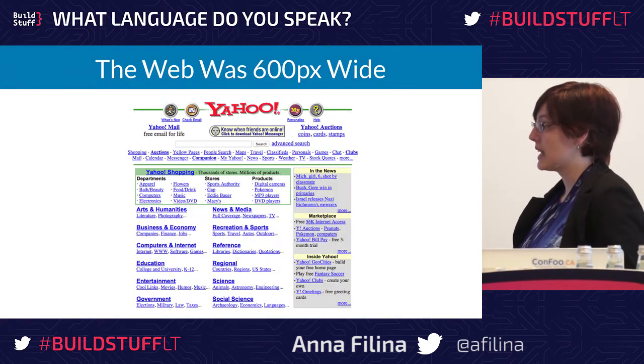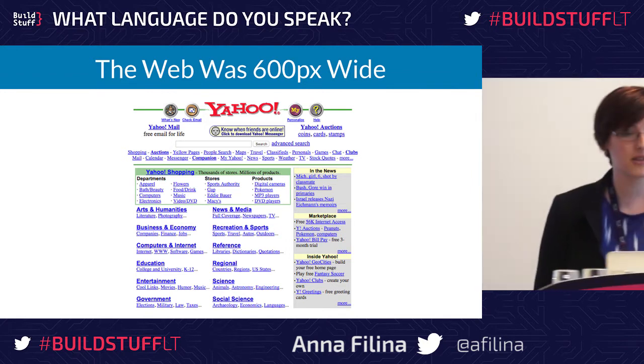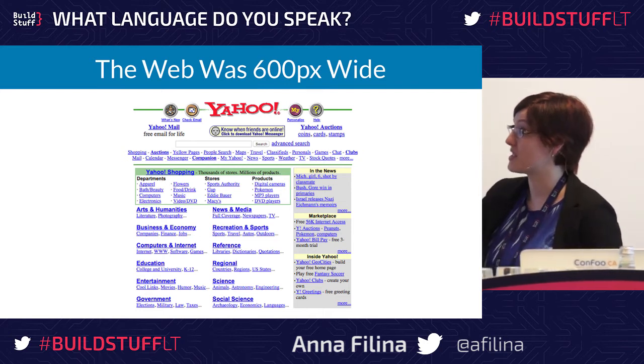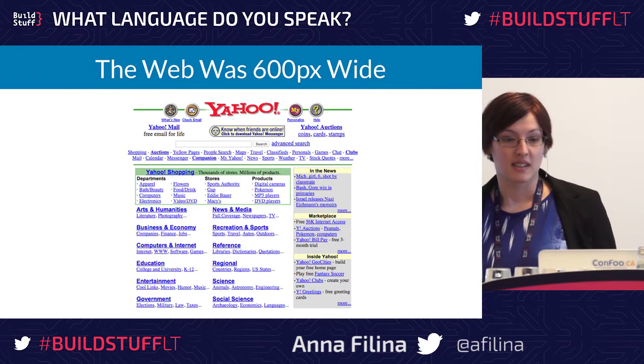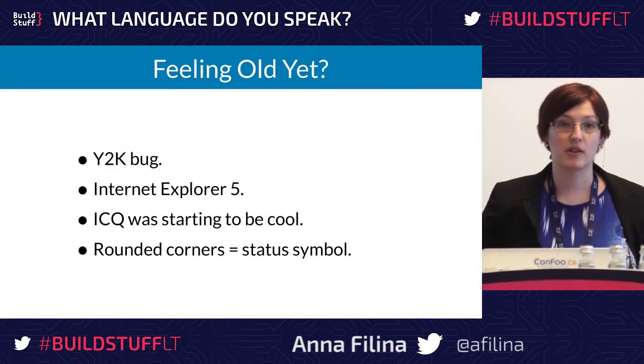So what was the web like when this 17-year-old code was written? Back in 2000, the web was 600 pixels wide, for real. This is Yahoo, for those who weren't around. And what else happened in 2000? Well, obviously we had the Y2K bug.